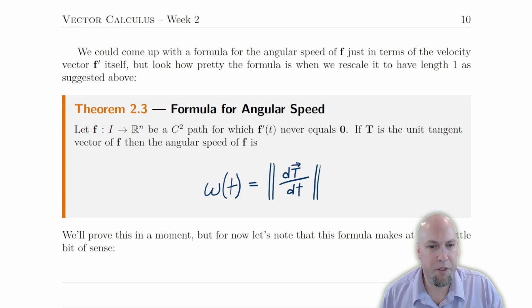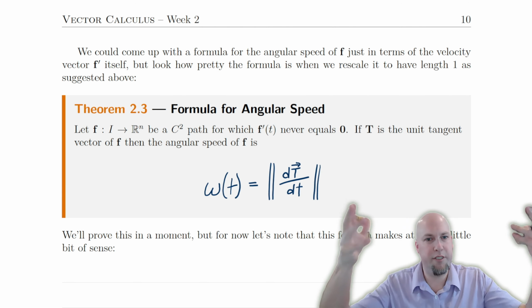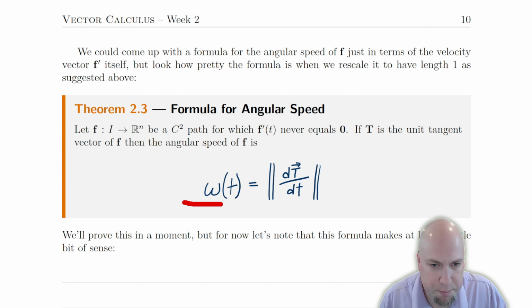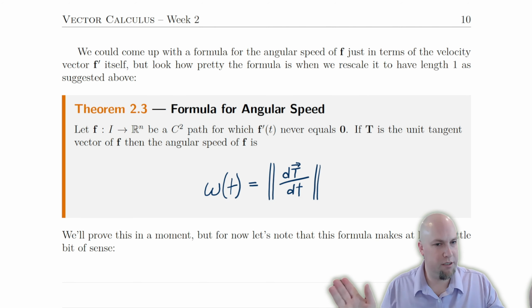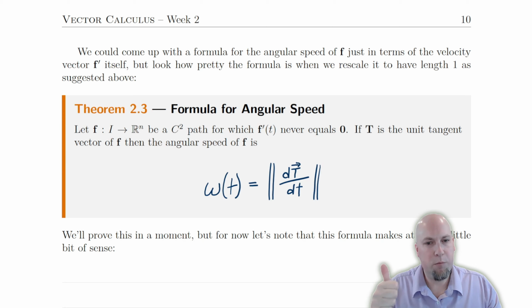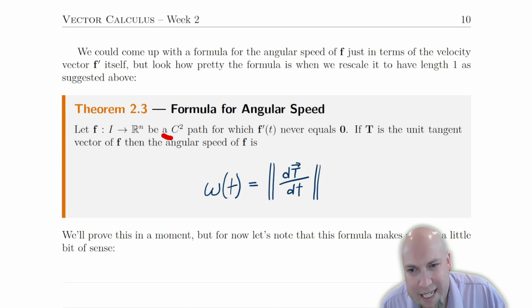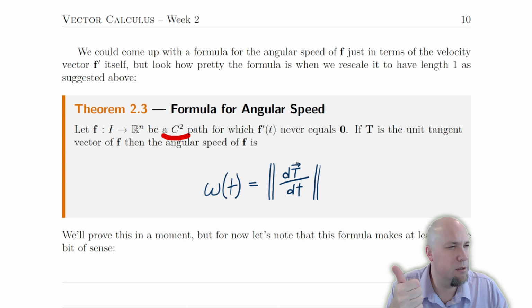And then I know how to compute the length of a vector. You sum the squares of its entries and square root the whole thing. So you know how to compute this beast here. Great, it's a computational formula. Another thing I want to note is, why do I need C2 here? Why do I need second derivatives?